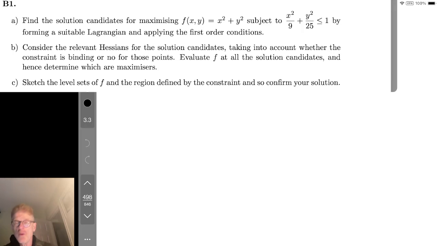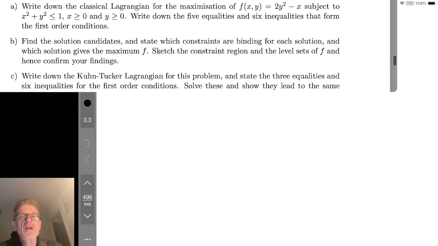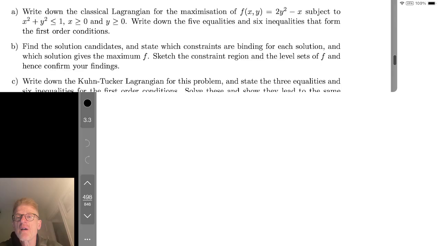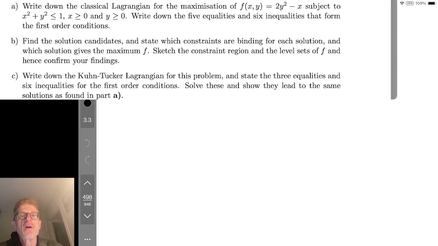So let's go to B2. Scroll further, B2, write down the, let's see, make it a bit larger. B2, let's see where we are. B2, A, classical Lagrangian, F, subject to 3 inequality constraints. We're in the circle, but x and y are bigger than 0, so we're in the first quadrant.